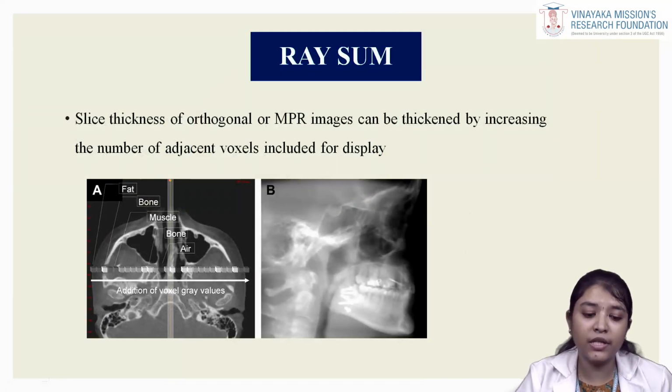RASM. RASM is nothing but an increase in the slice thickness, which is done by increasing the adjacent voxels to produce the display.